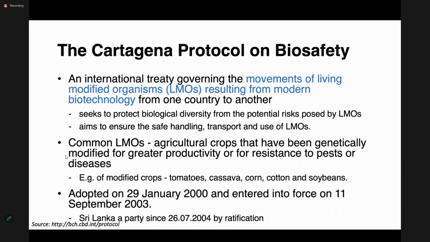For example, there are lots of genetically modified crops today. It could be tomatoes, cassava, corn, cotton, soybeans, so many modified crops, to make them more productive or more resistant to pests or certain diseases. So this protocol addresses how you should handle, transport and use these genetically modified things to make sure that biological diversity is not affected.